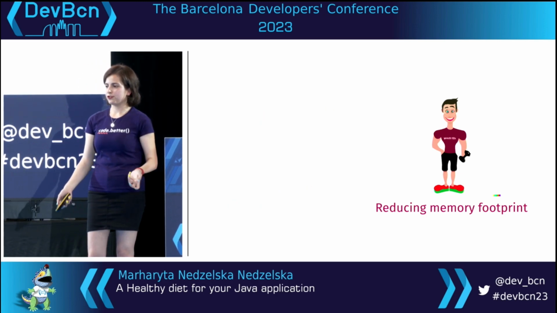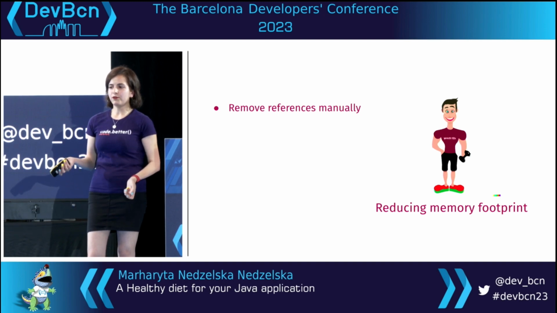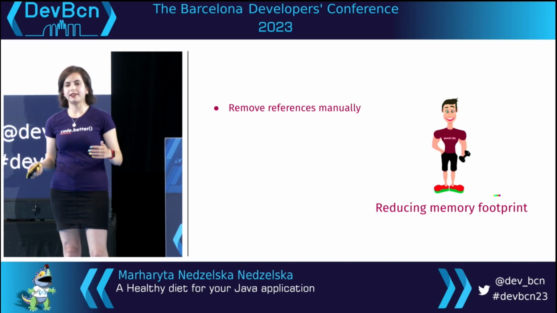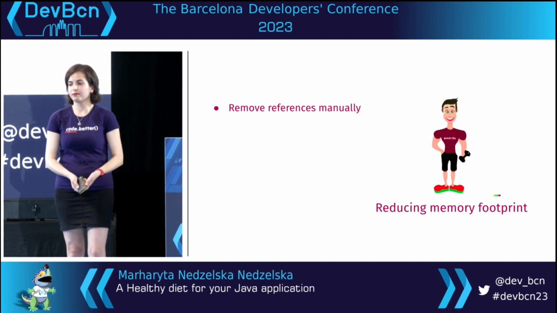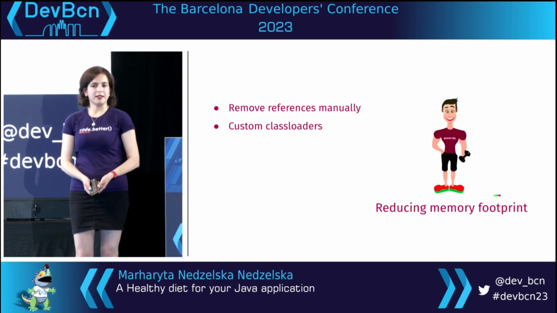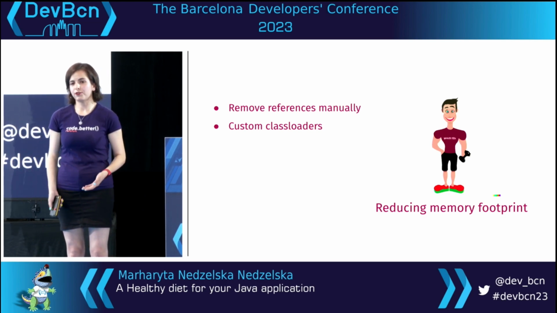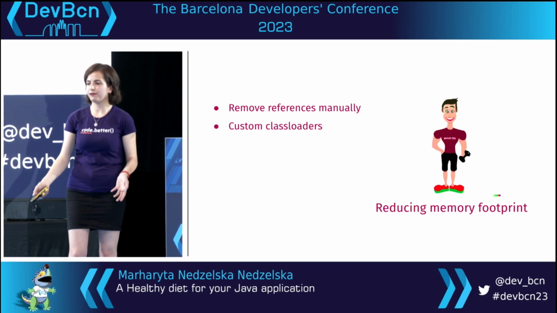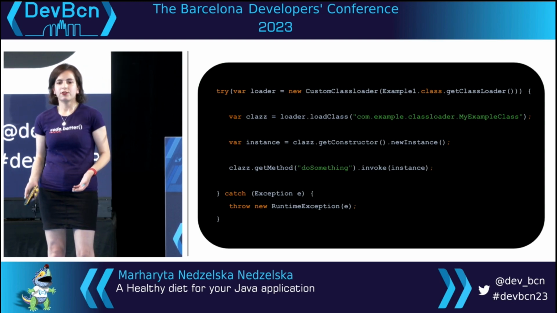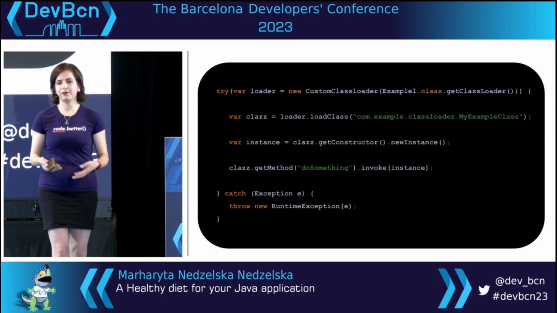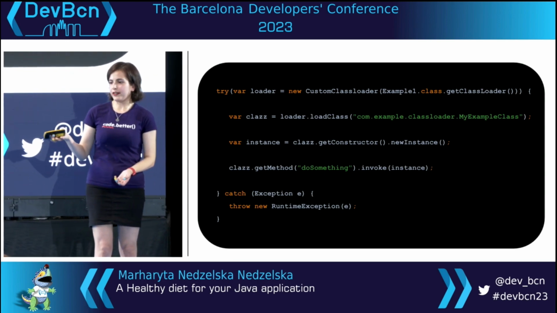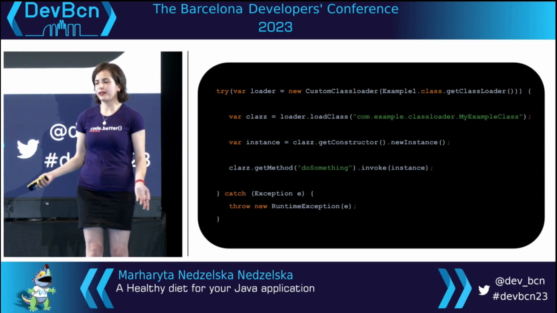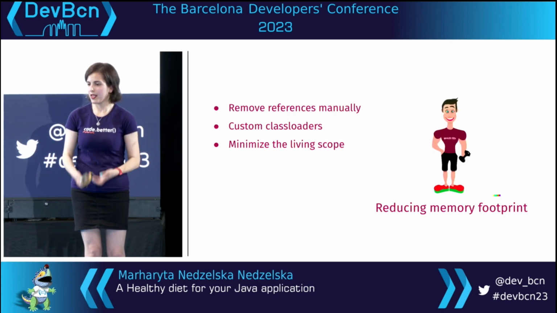So what we can do to reduce memory footprint? We can remove references manually. For example, like we did in C++, set everything that you don't need to nulls. You can use custom class loaders. Because as I told you, if you're using default class loaders, your static members live forever. But with custom class loader, you define the life cycle of your statics. So if you want to get rid of some statics, you can use custom class loader, and this is one of the examples how you can do this.